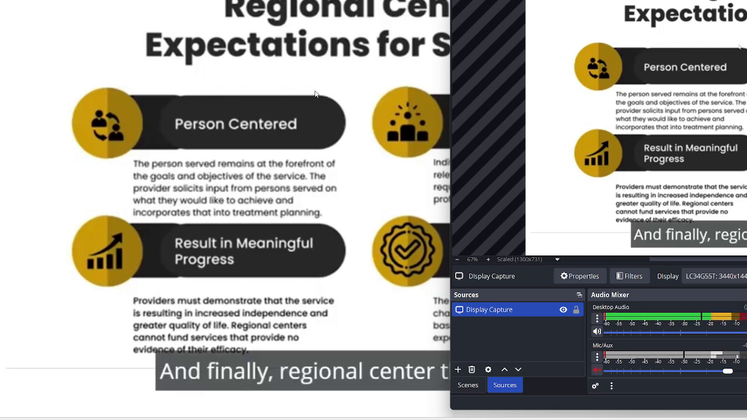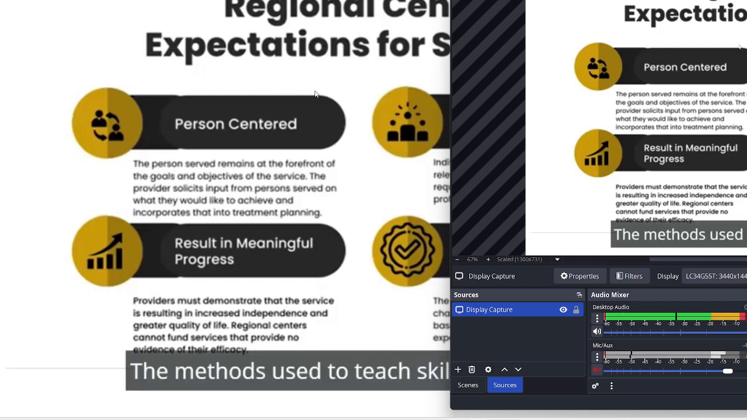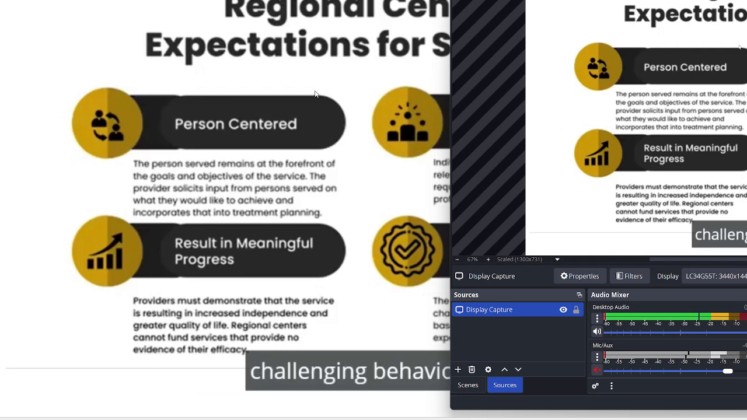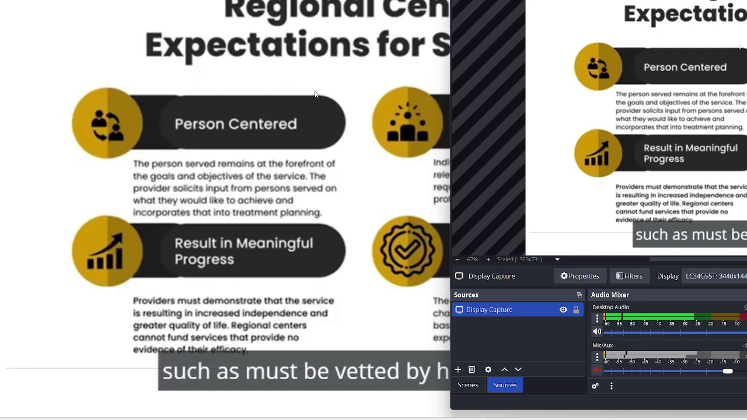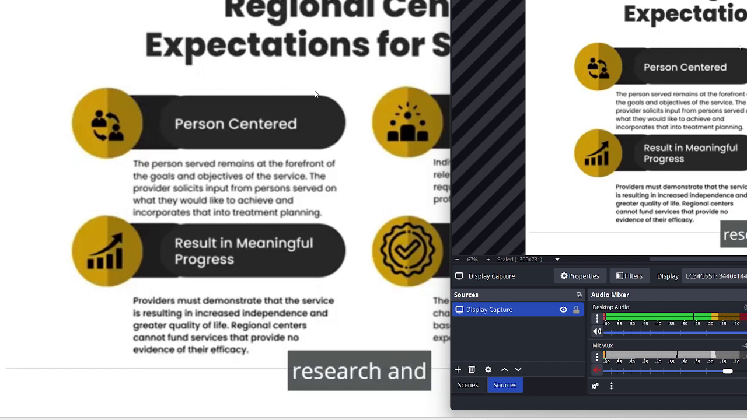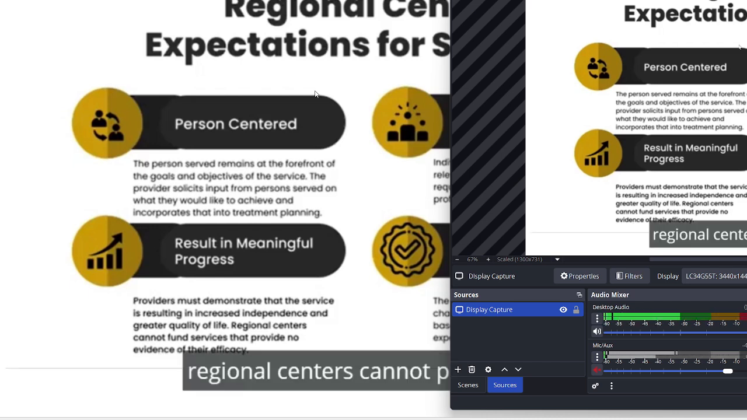And finally, regional center therapeutic services must be evidence-based. The methods used to teach skills and reduce challenging behaviors must be vetted by high-quality research. And regional centers cannot purchase experimental therapies and services.